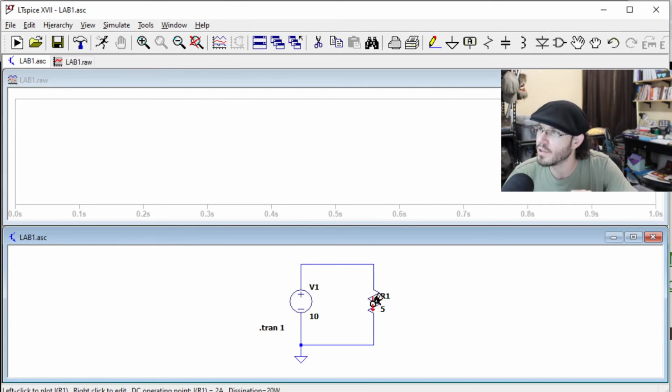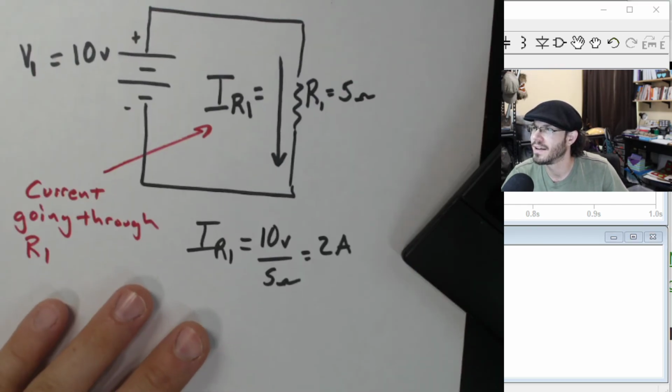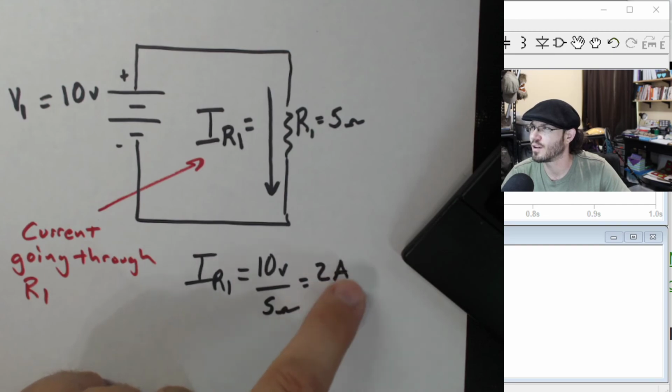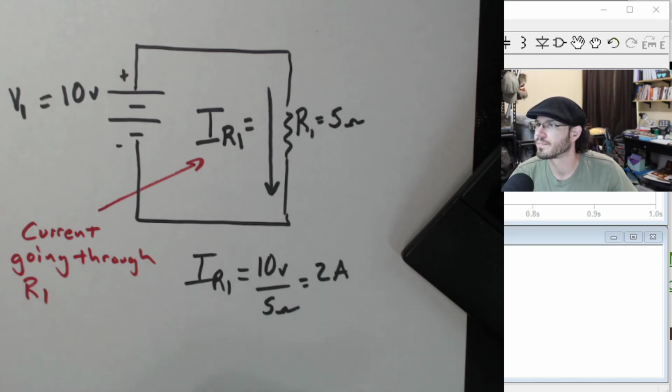So let's hover over the resistor and left click once. Notice what we got. A green flat line at 2 amps. Are we surprised at this? No, it was supposed to be 2 amps. Ohm's law told us it was going to be 2 amps. The simulation tool just confirmed it for us.